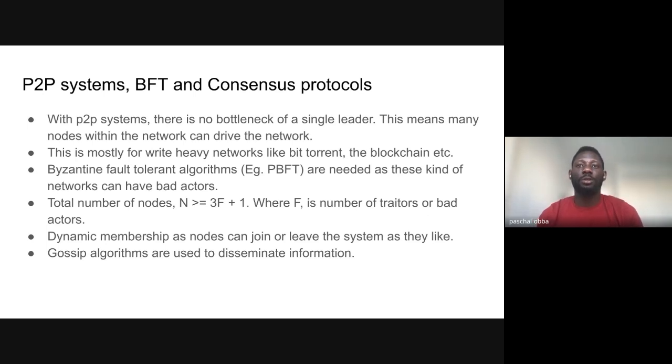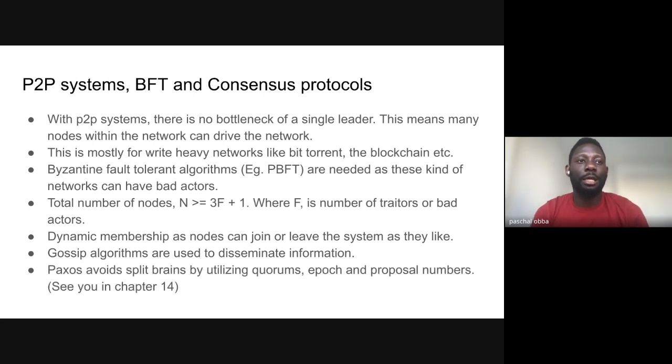Gossip algorithms are used to disseminate information. This makes sense because in a blockchain network, for example, you can't send a message to all the nodes, you'd end up staying there for weeks. So basically you need to have a concept of your peers and you gossip to your peers, who gossip to other peers. So this isn't all of n squared I explained at the beginning. You just send the information to your peers, you figure out your peers maybe based on geographical location or proximity or the beacon nodes. And then those peers communicate to other peers as well. So that's a good way to manage distribution. And then Paxos avoids split brains by utilizing quorums, epochs, and proposal numbers. Okay.